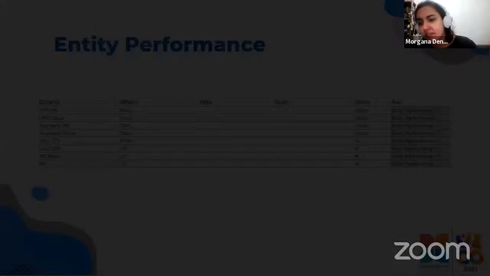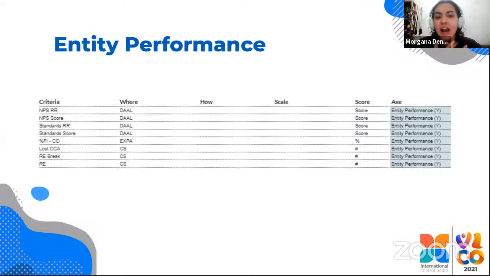And the entity performance right now is mainly according to things regarding your entity. So for example, all of this data is mostly operational. We have the NPS response rate and score. We have the standards response rate and score. We have the percentage of finished to completed. We have the number of lost official case applications to ICB. We have realization breaks and number of realizes.